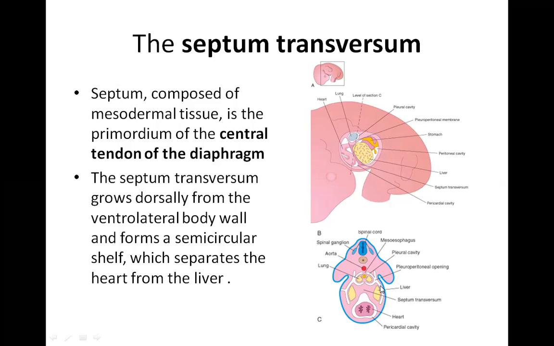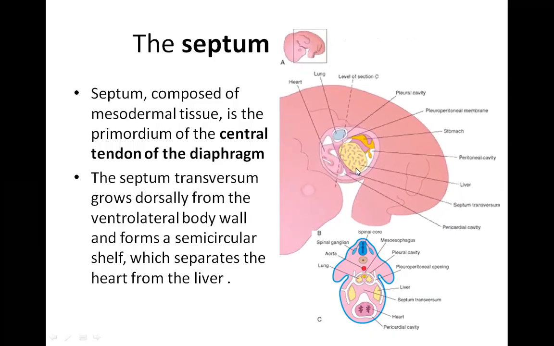So initially there was the septum transversum. Over here you can see it is forming the ventral part. It has come to lie on the ventral part after the head fold. So it will grow dorsally from the ventrolateral body wall, and it forms a circular shelf which separates the heart from the developing liver. Liver is also being formed over here in the septum transversum. So the septum transversum will go from the ventral to the dorsal side of the body, the dorsal wall of the body, and it will form a semicircular shelf which separates the heart from the developing liver.